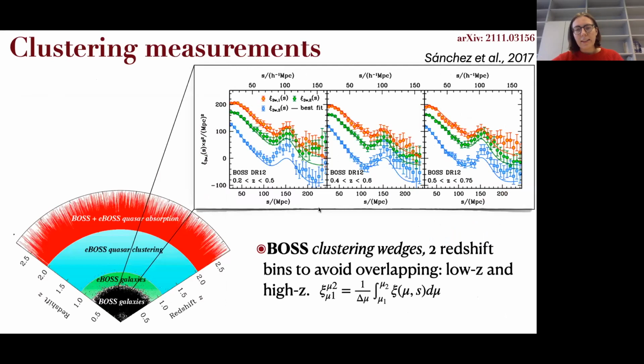All right, so as I said, we're fitting measurements from the Sloan Digital Sky Survey. First, we're using BOSS clustering wedges measurements coming from Sanchez et al. And we're using the low and the high redshift bins only to avoid overlapping. And as I mentioned before, the clustering wedges are just the 2-point correlation function measured in different angular bins. So it's just a way to express the anisotropic information carried by the 2-point correlation function.